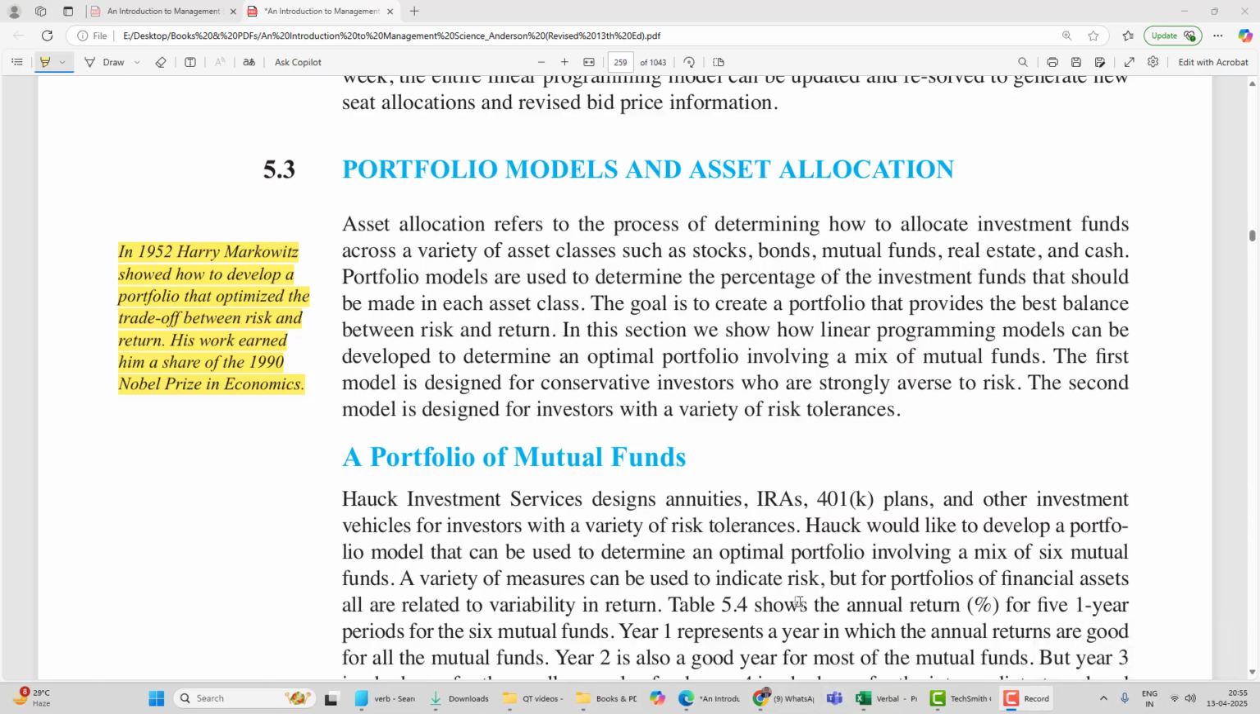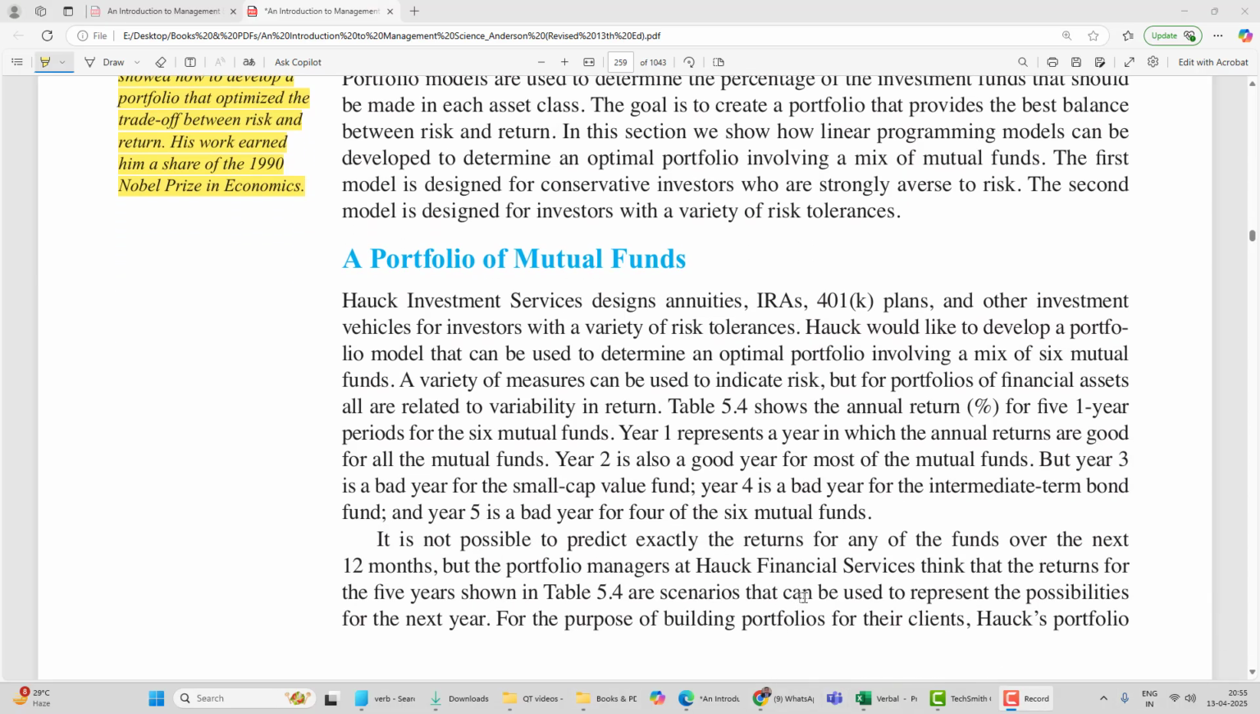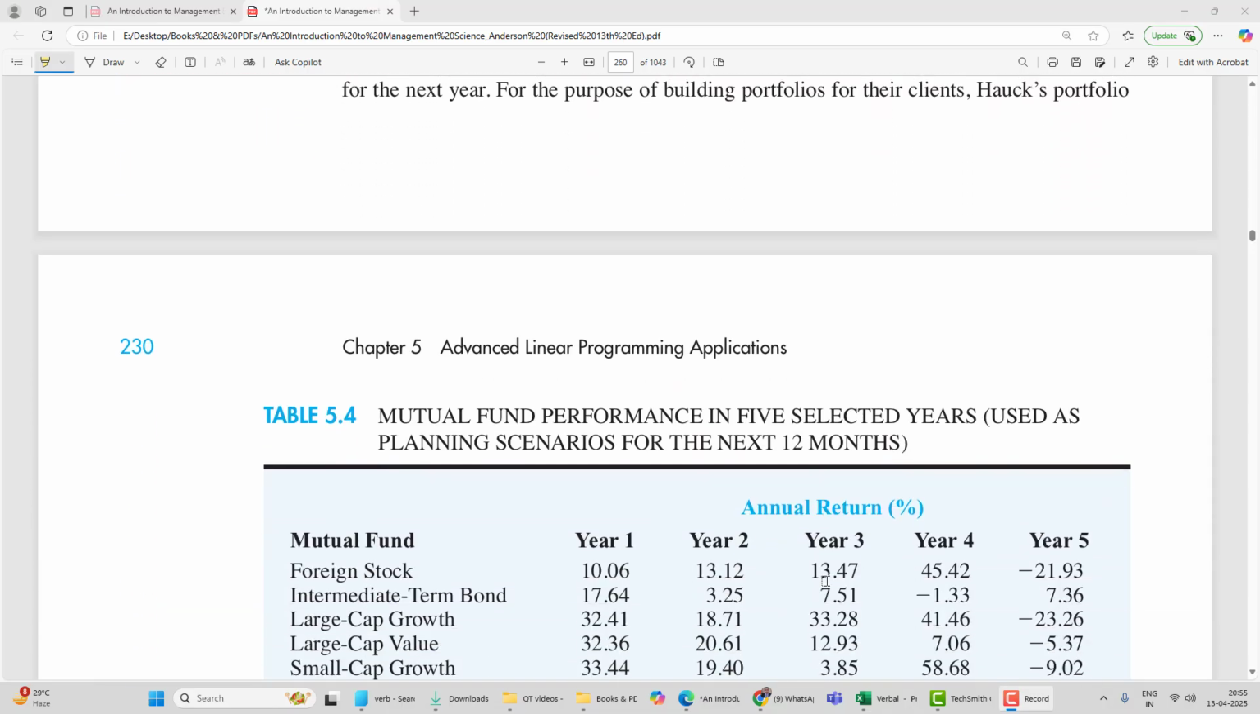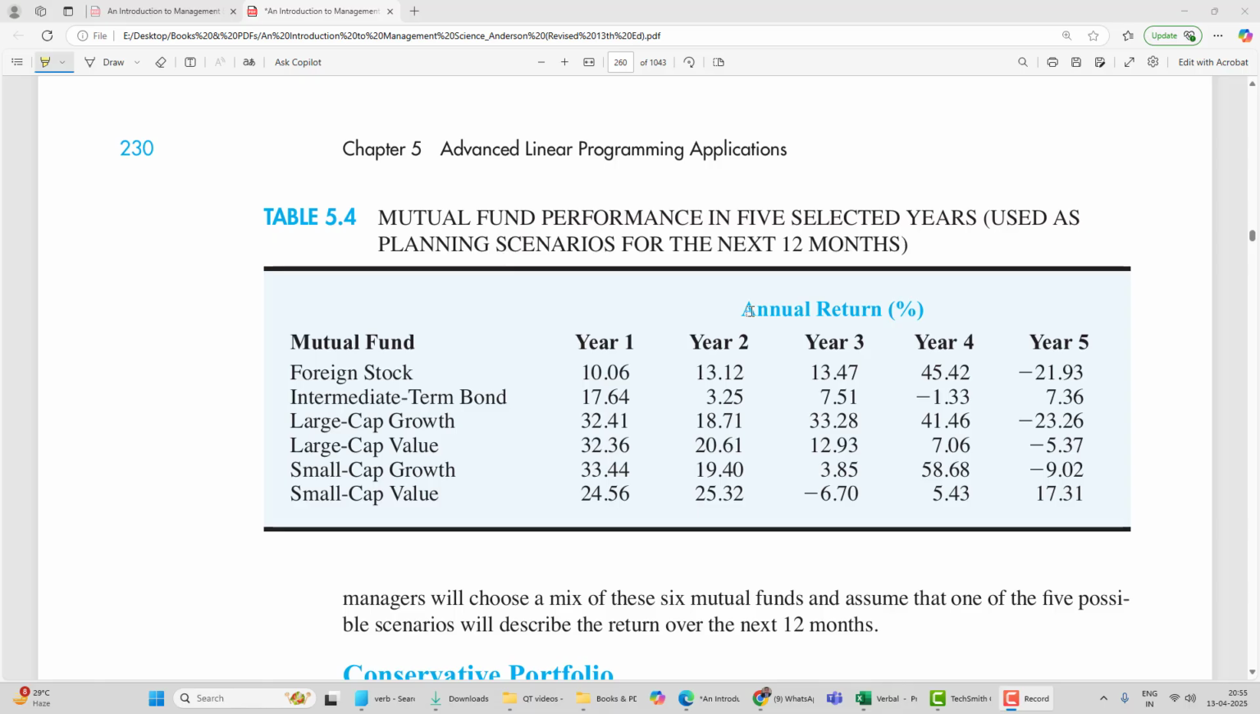So the case goes like this: a portfolio of mutual funds. Hawk Investment Services designs annuities, plans, and other investment vehicles for investors with a variety of risk tolerances, right? Hawk would like to develop a portfolio model that can be used to determine an optimal portfolio involving a mix of six mutual funds. So now if you see here, there are six mutual funds in this table.